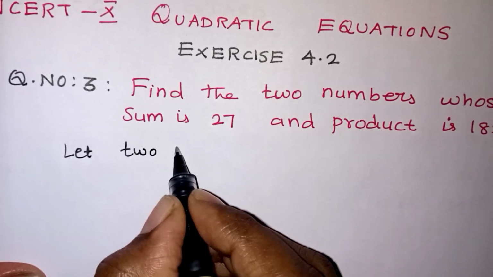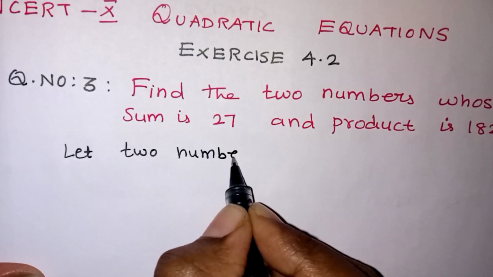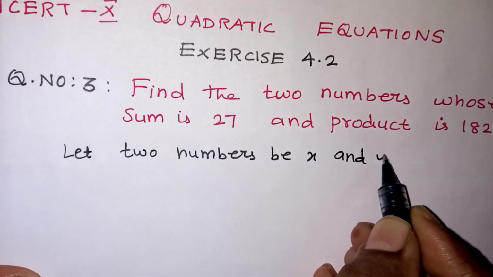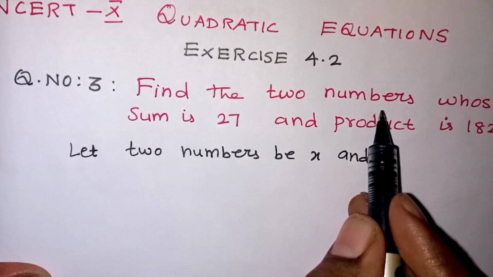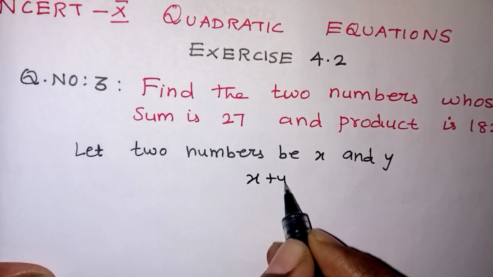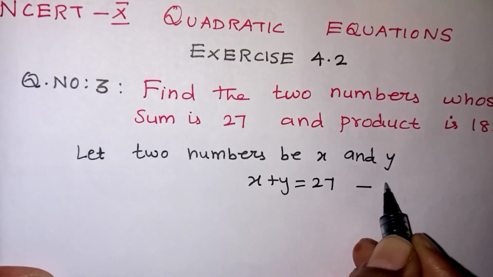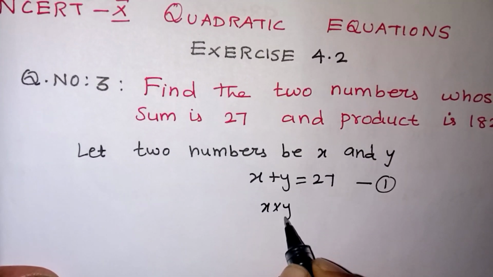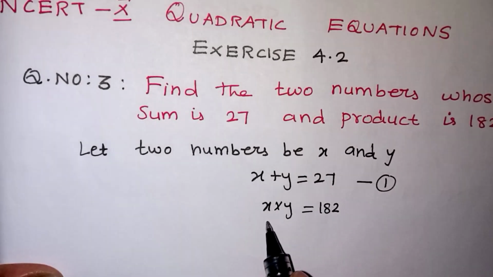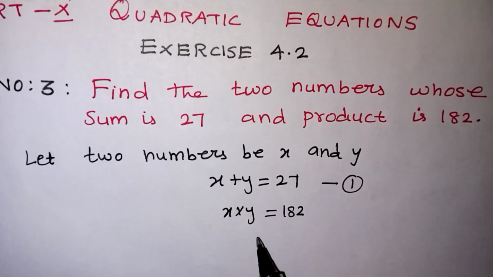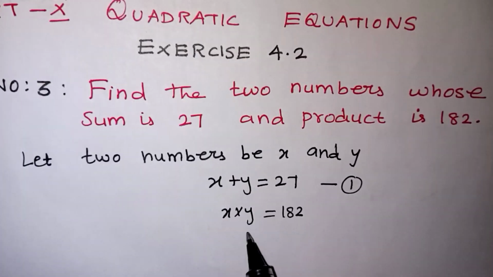So let the two numbers be x and y. Here, find the two numbers whose sum is 27. So that means x plus y is equal to 27 is given. That is our first equation. Product is 182. So x into y is equal to 182 is given. So this is a multiplication value. So find the x or y value from this one.